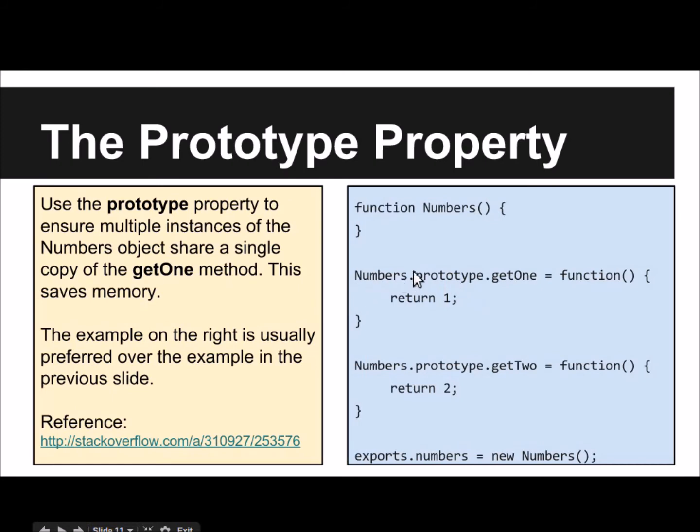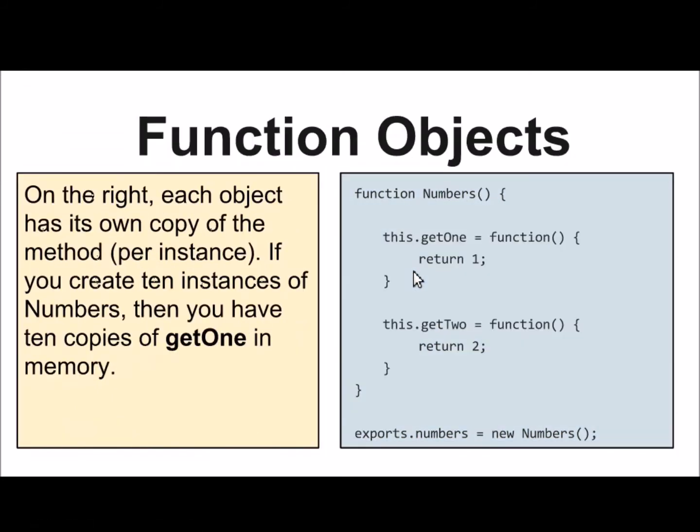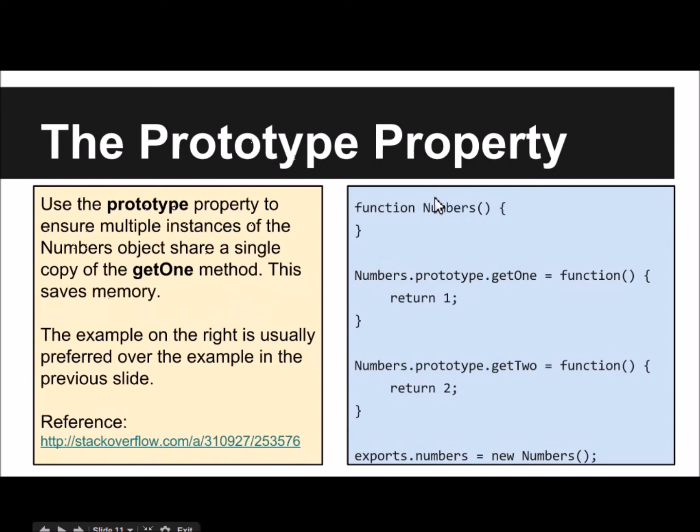The difference between this example and this example is that in this example, no matter how many instances of the numbers object you create, you're only going to have one instance of the get1. All of those instances of numbers will share this single copy of get1. This is the preferred way to do it. It's like we're one step away from implementing the modular pattern on the client side. And this is the way we do it.